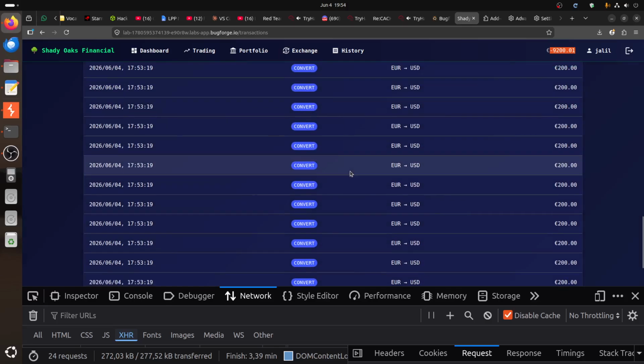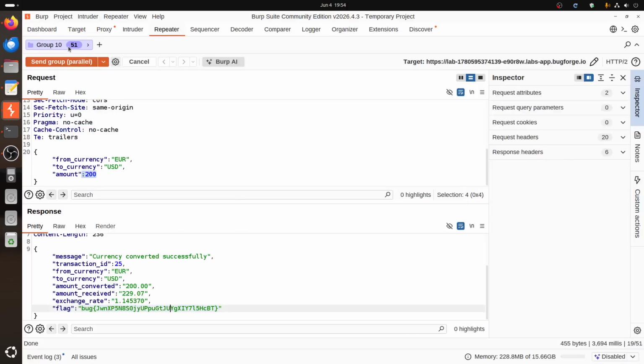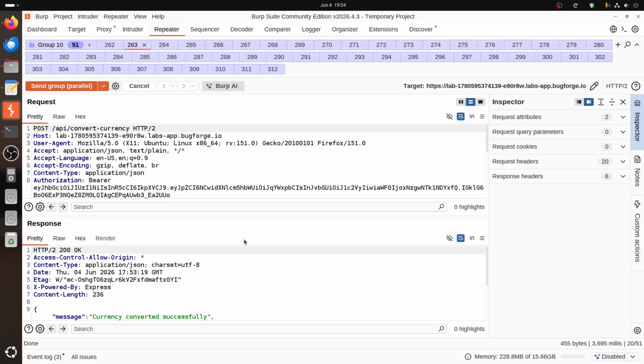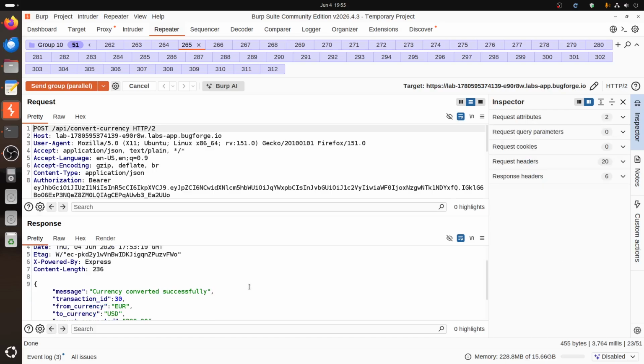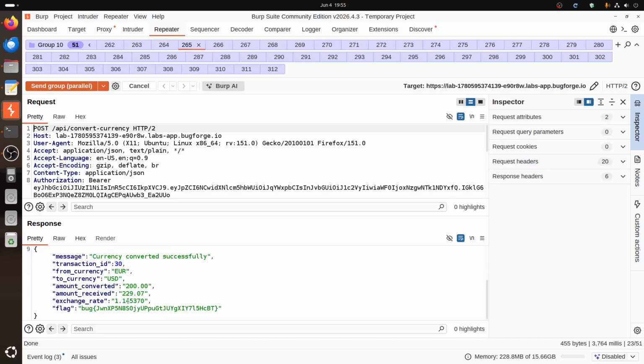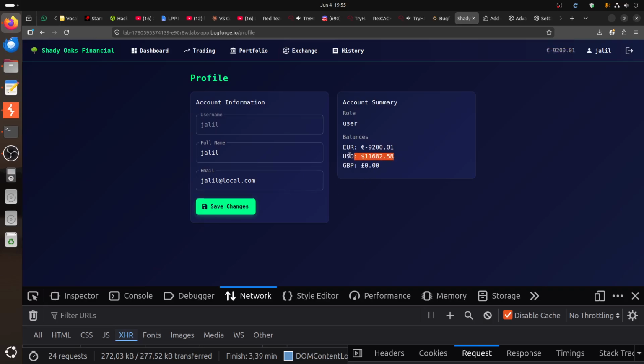I'm not sure what type of race condition this is. We got the flag. Let's see if they all get the flag, or they all give us the flag. Basically, yes, we don't have the money, we got minus 9,200, but we got our new balance, and we still have a credit there.